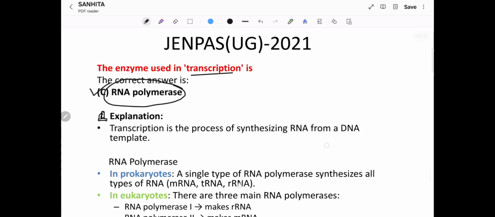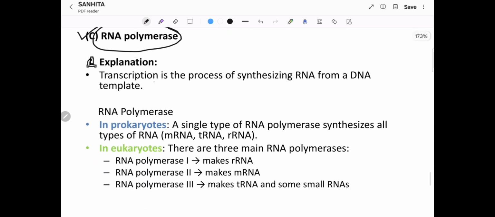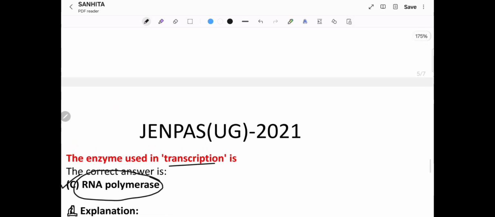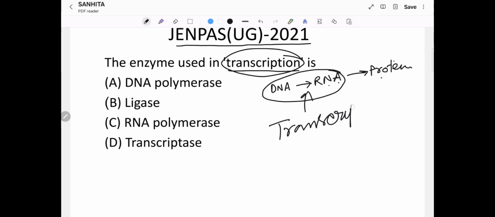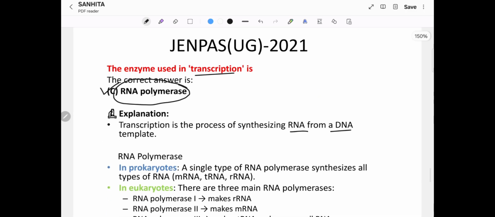Okay, what is the explanation? Transcription is the process of synthesizing RNA from a DNA. So DNA to RNA, here occurs the transcription. Now what is the enzyme? That is RNA polymerase, option C.